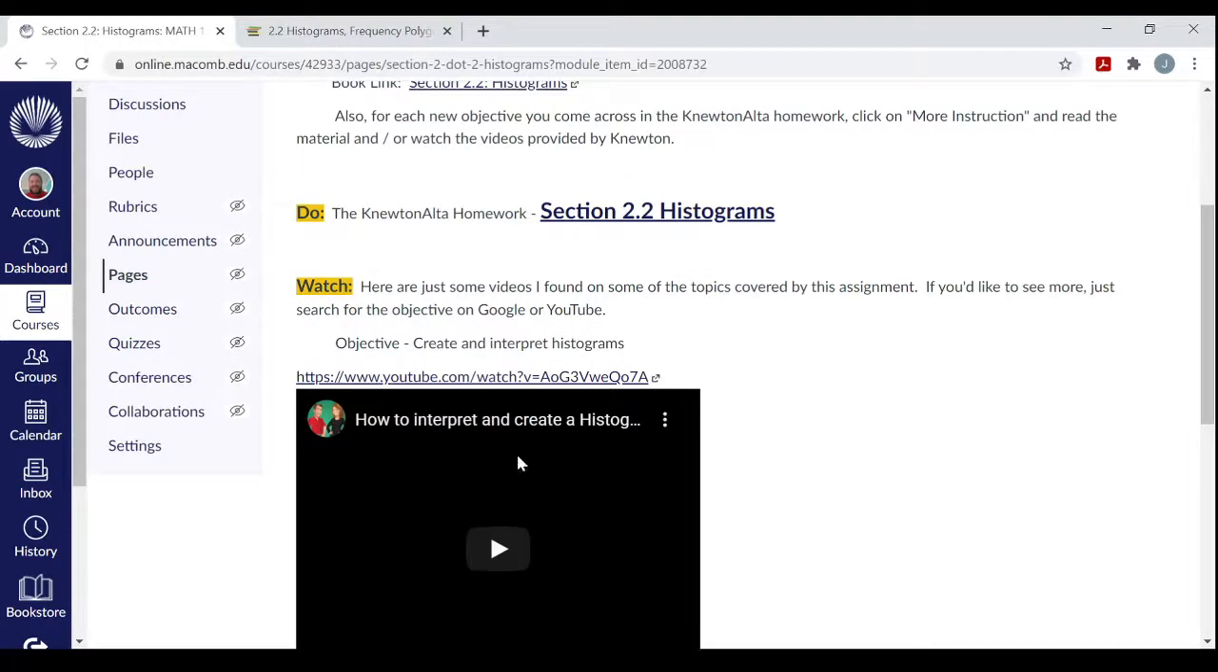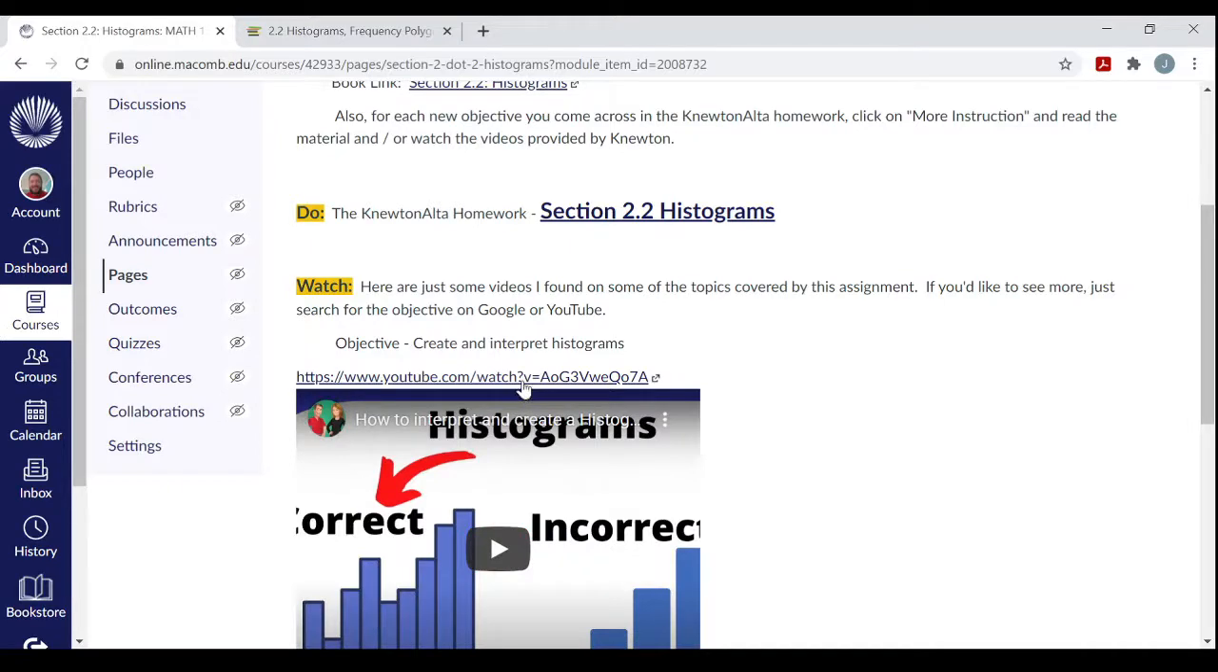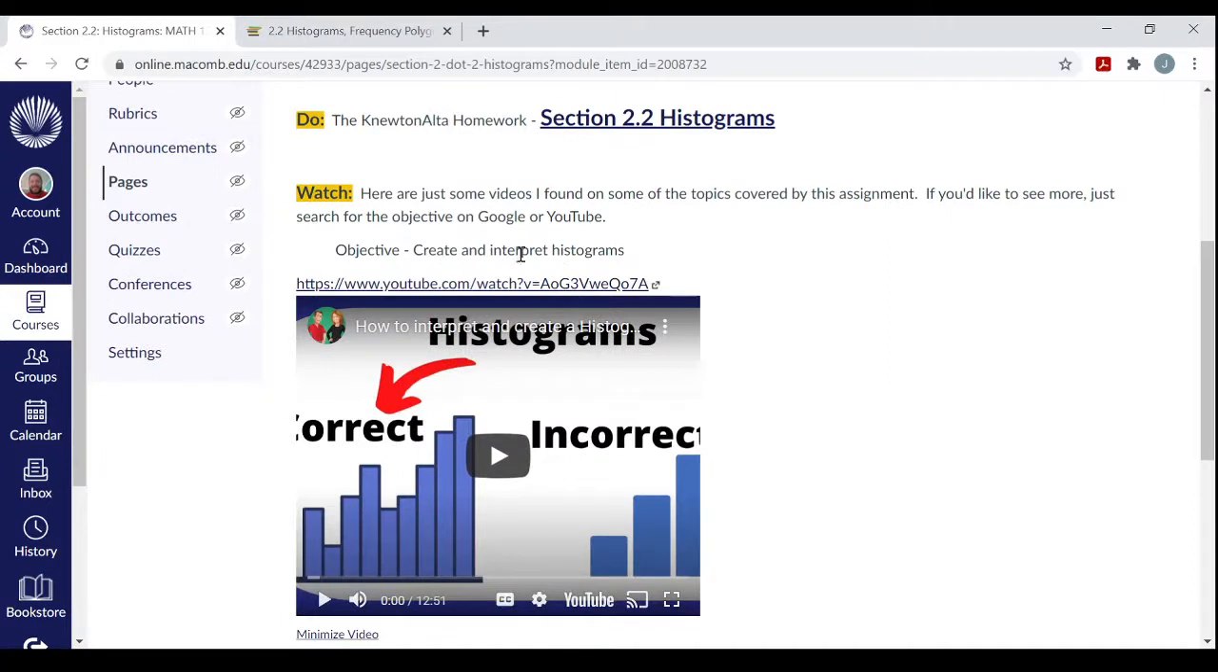All right, so you can watch the video in Canvas or just click on the link and watch it in YouTube. That'll pop up. And if you want to find other videos, just copy and paste the objective into YouTube and search for other videos related to the same topic.